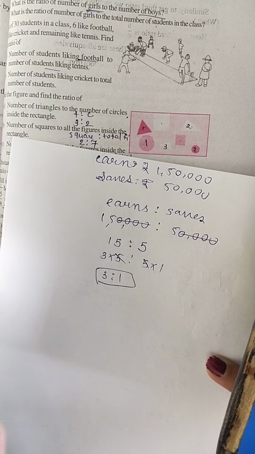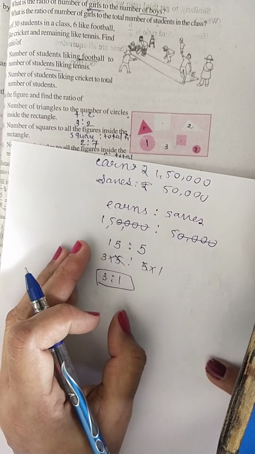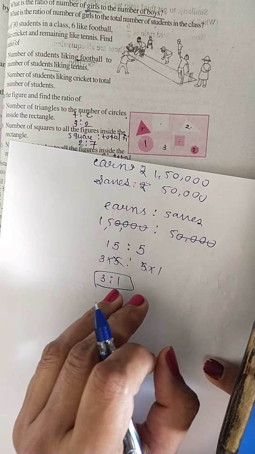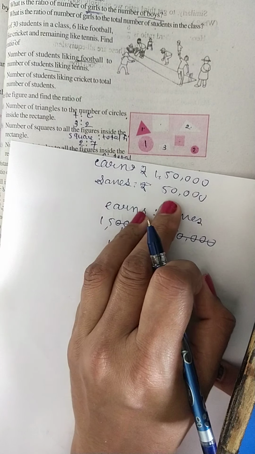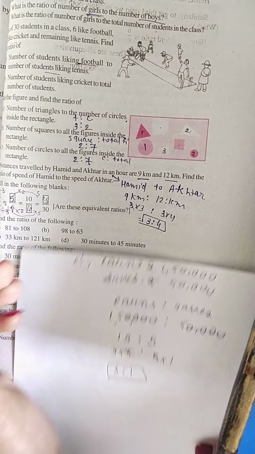2 rupees she spent, okay? If you do not understand, then this way you have to find out 3 is to 1. For every 3 rupees she saves 1 rupee. So for every 1,50,000 she saves 50,000. Okay? This one is the first one.